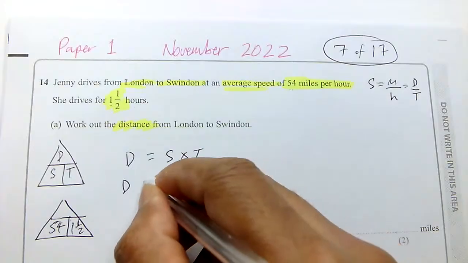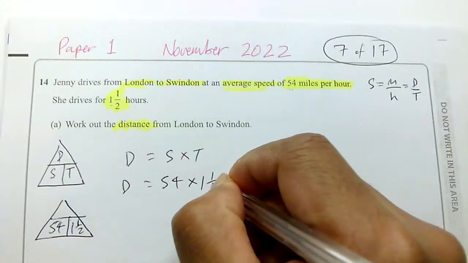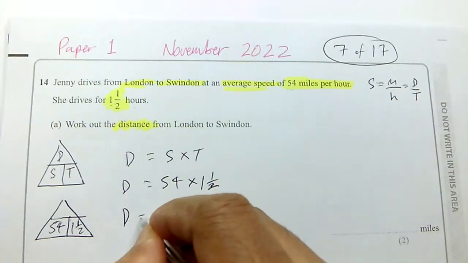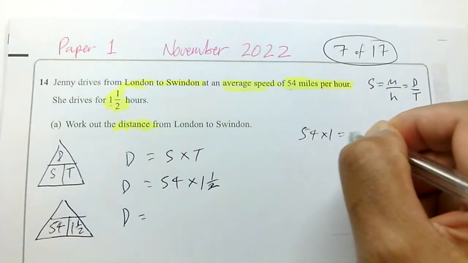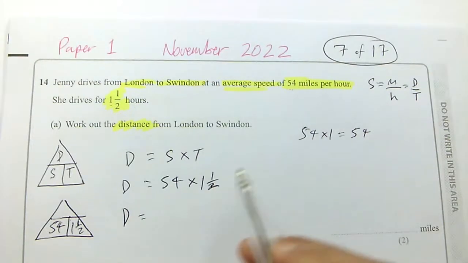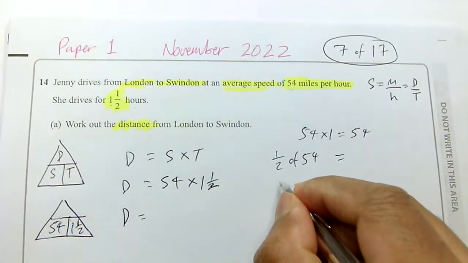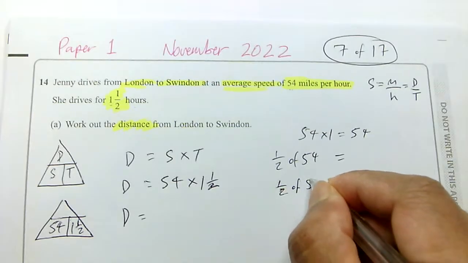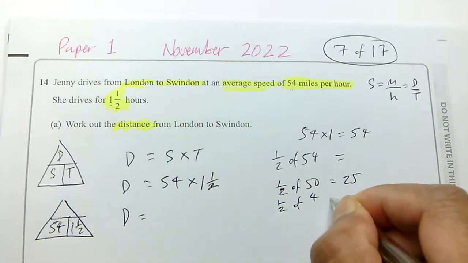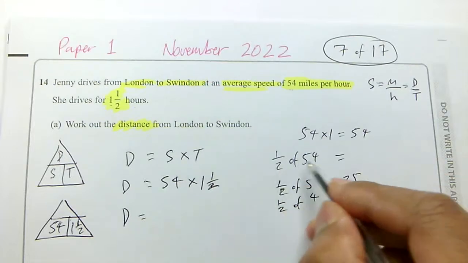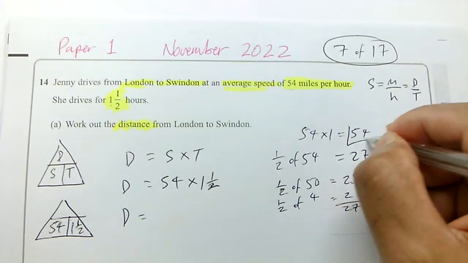And so I can just multiply them. 54 times by 1.5. Now this is non-calculator. How do I do this? Well, similar to before, 54 times 1 is just 54. What's half of 54? What's half of 50? Half of 50 is 25. Half of 4 is 2. Add them together, so that's 27. So half of 54 is 27. So I just add these together.